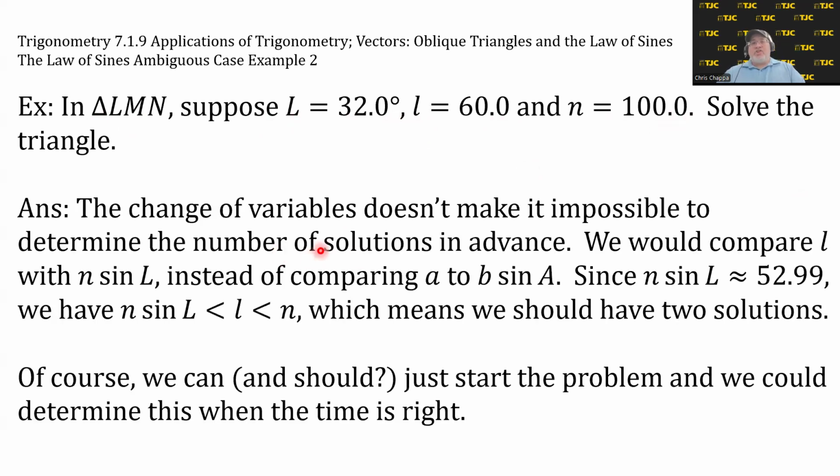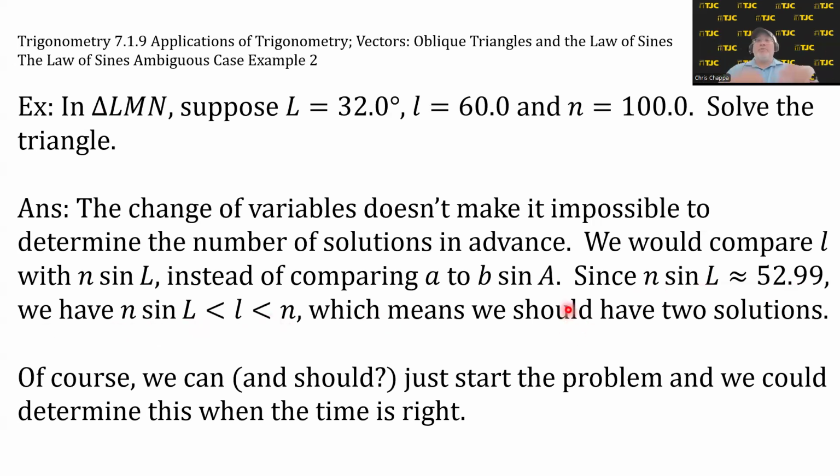Answer. The change in variables doesn't make it impossible to determine the number of solutions in advance. We would compare l with n sine of L instead of comparing a to b sine of A. Since n sine of L is about 52.99, we have n sine of L is less than side l, which is less than n, which means we should have two solutions.